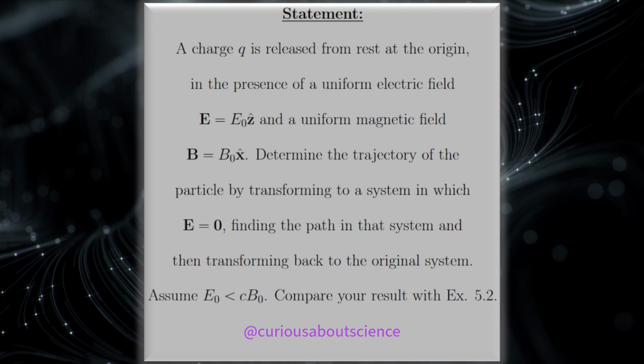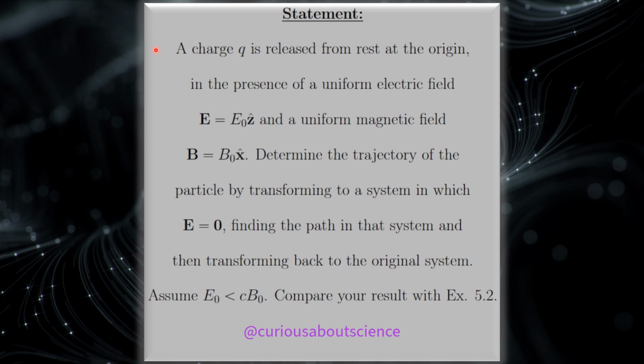Today we get to talk about an old friend. So let's dive in. The statement reads: a charge Q is released from rest at the origin in the presence of a uniform electric field E equals E naught z hat and a uniform B field B naught in the x hat direction. Determine the trajectory of the particle by transforming to a system in which E is zero.